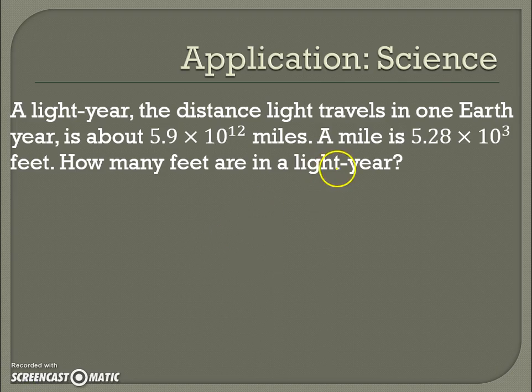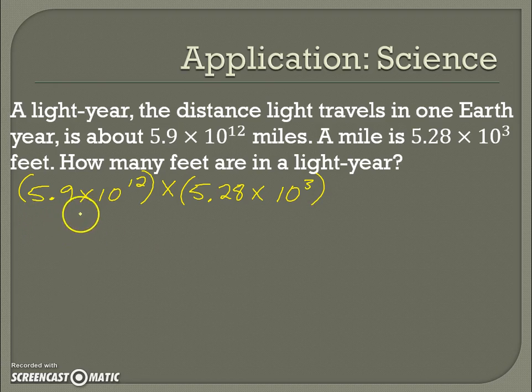A light year, the distance light travels in one Earth year, is about 5.9 times 10 to the 12th miles. That's a really long way. A mile is about 5.28 times 10 to the third feet. How many feet are in a light year? So if I want to go from feet to miles, and I know this has this many feet in it, then I'm going to multiply this value by this. So I have 5.9 times 10 to the 12th times 5.28 times 10 to the third.